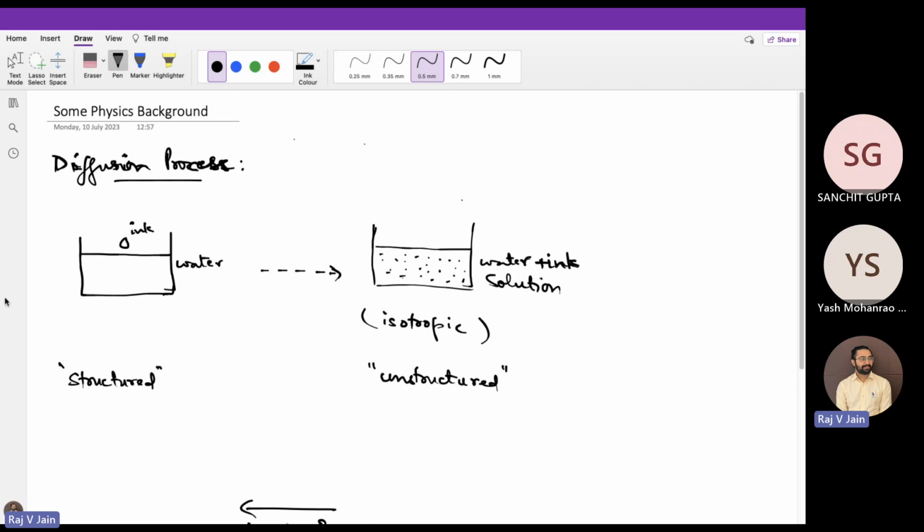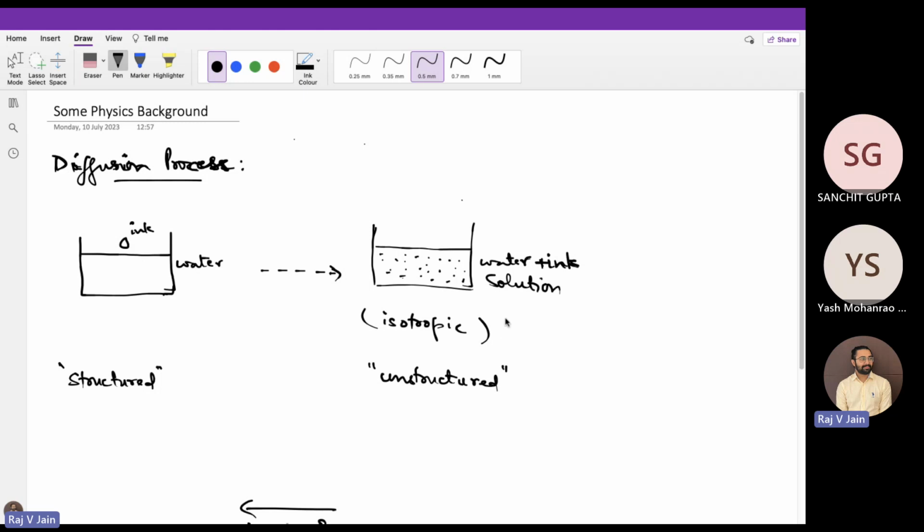And I'm saying structured because I can basically define the state of this ink and water, this one, with one variable, for example the position of the ink droplet. So I can use one variable to define what this state will be, whereas here there's nothing defined in that sense. It's just that the solution is now homogeneous. There's nothing to define in this case.